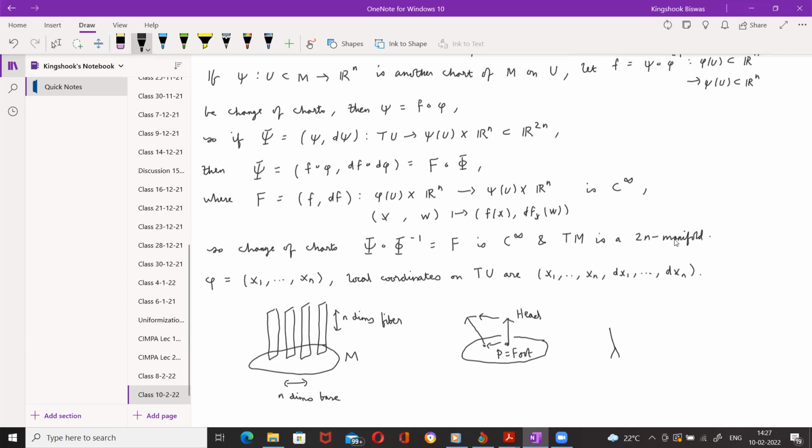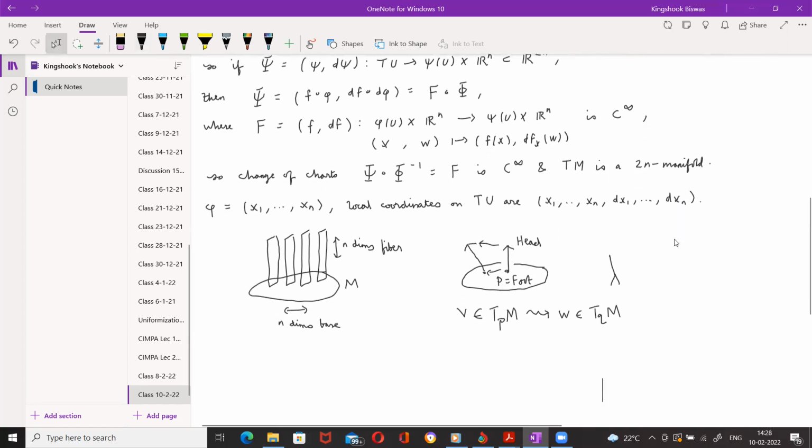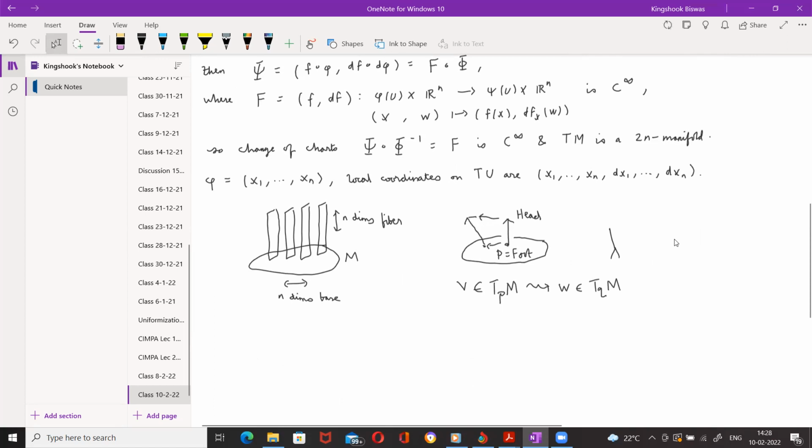You can change the base point, and within the tangent space, you can change the vector, right? So if I take a V in TpM, how do I deform or change V? This can go to some W in TqM.